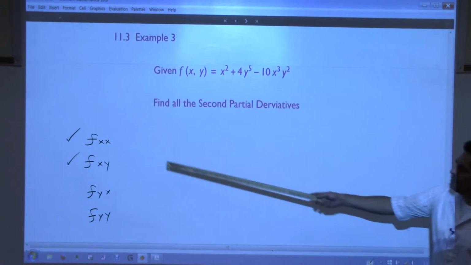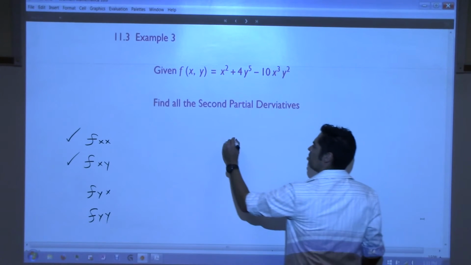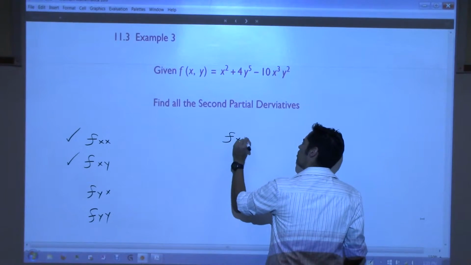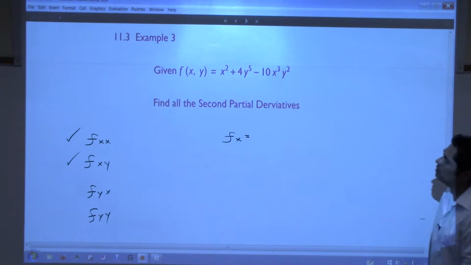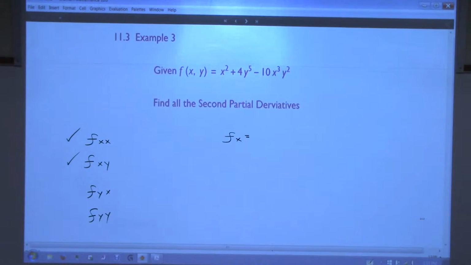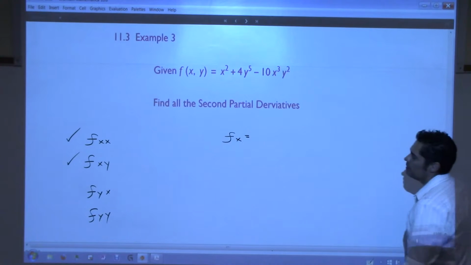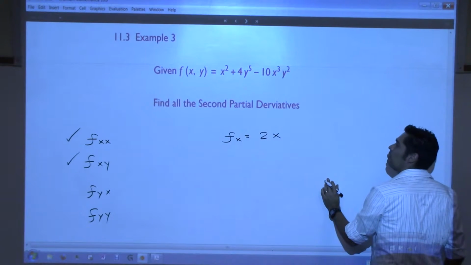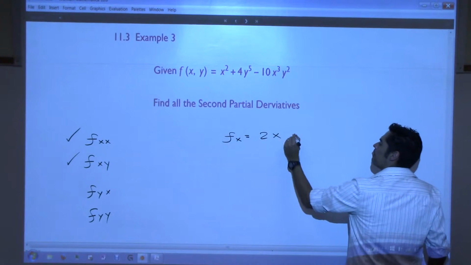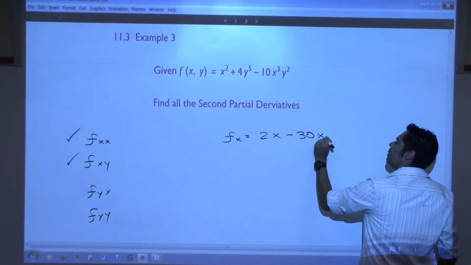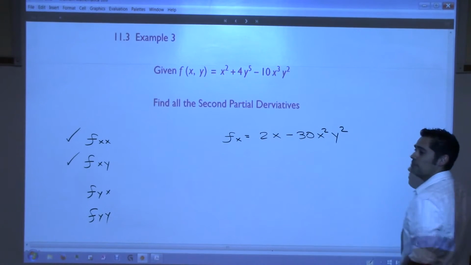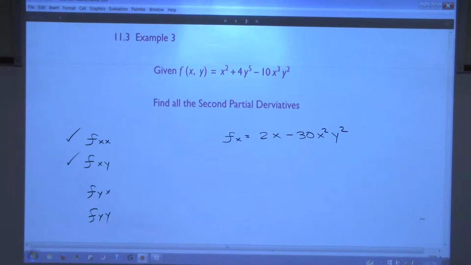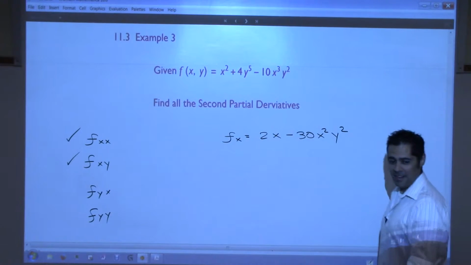All right, so let me find fxx first. What I'm going to do first is find the partial with respect to x. So you help me out. What's the partial of this with respect to x? Go ahead, what do you got? 2x plus 0 minus 30 x squared y squared. Hopefully you follow that. That's okay?